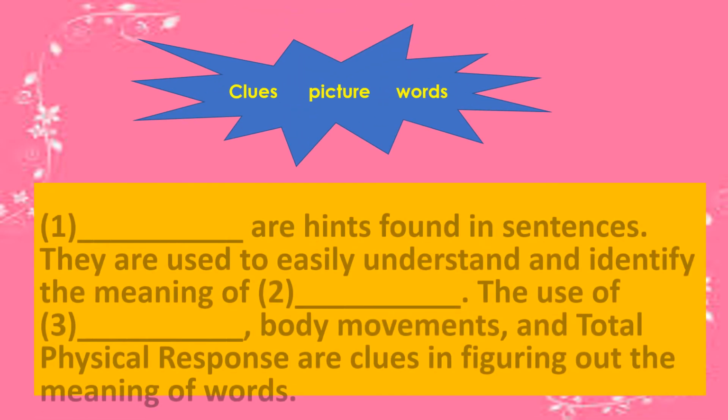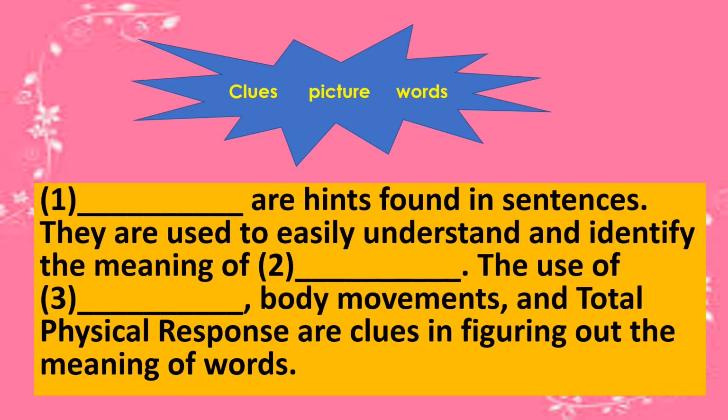Okay, we are now on the last part of our lesson, which is the reflection. Blank are hints found in sentences. They are used to easily understand and identify the meaning of blank. The use of blank, body movements, and total physical response are clues in figuring out the meaning of words. What is the answer in number 1? Okay, clues. Number 2, words. Number 3, picture. The use of picture. Okay?